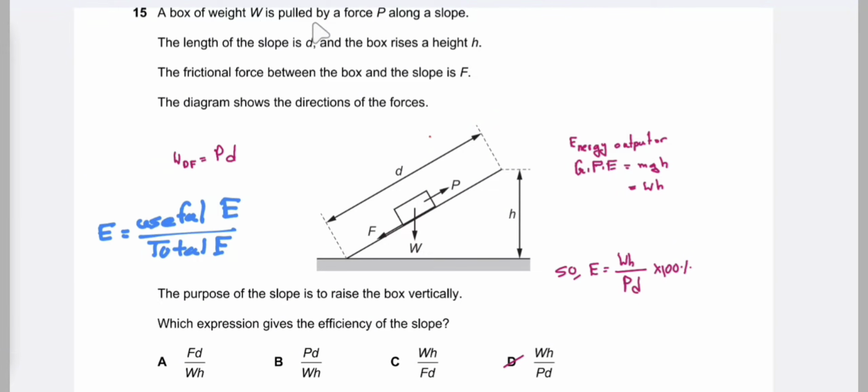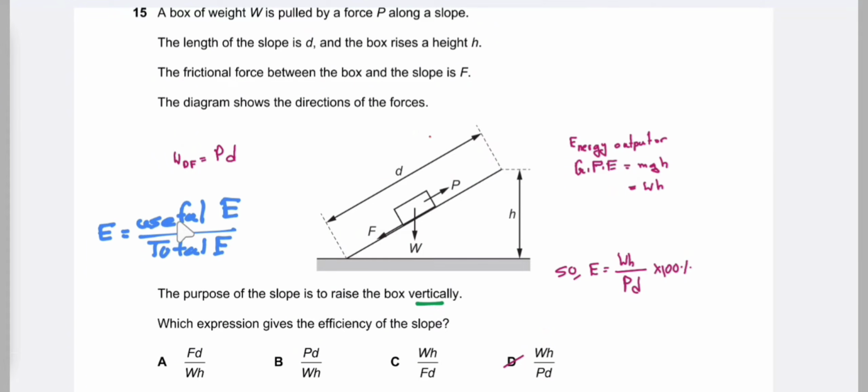A block of weight W is pulled by a force P along a slope. So this is the force P that is acting on the block. The length of the slope is d and the block rises a height h. So this is the height and this is the length of the slope. The frictional force between the block and the slope is F. The diagram shows the direction of the forces. The purpose of the slope is to raise the block vertically. So mainly we need to raise the block vertically. Which expression gives the efficiency of the slope?